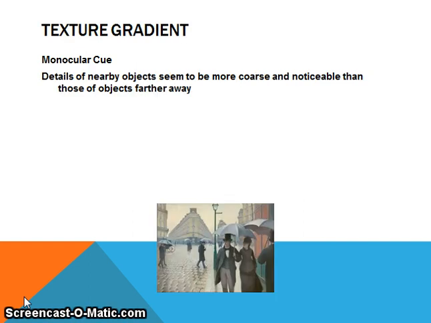Then there's texture gradient, which is another monocular cue, and this means that the details of nearby objects seem more coarse and noticeable than those of farther away objects. One example from the picture is these people's umbrellas. We can see each individual little petal up close with the man and the woman there, and then if you scoot back towards the middle with that triangular building in the background, the umbrellas on the way there are much less clear, and also the bricks which seem closer to you are more clear and distinct than the ones far away, which you can't even see.